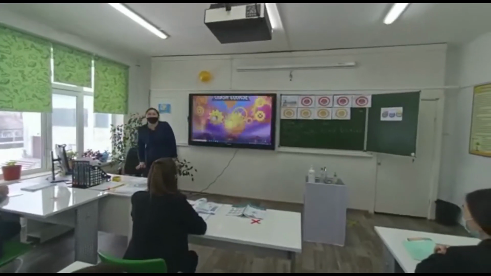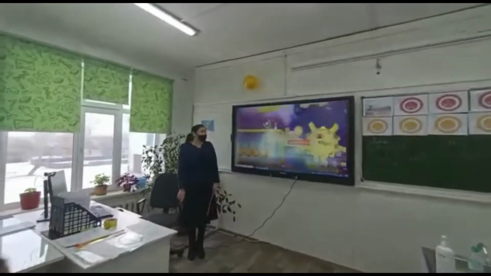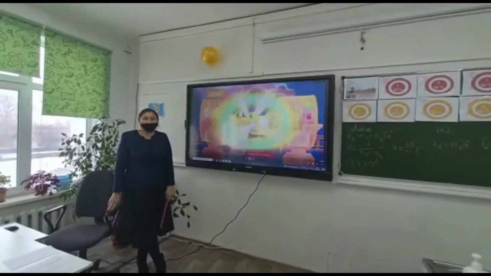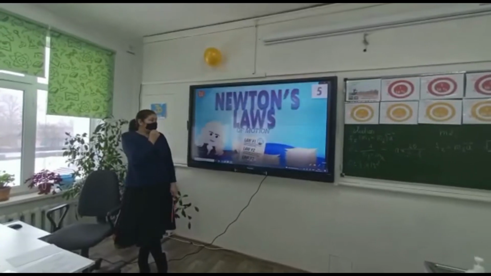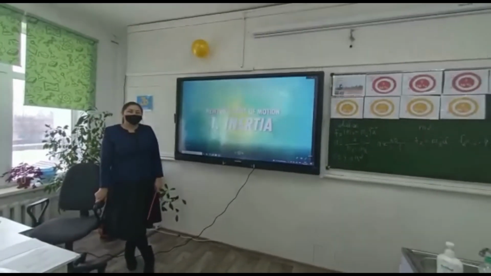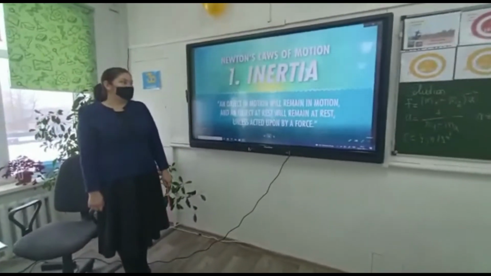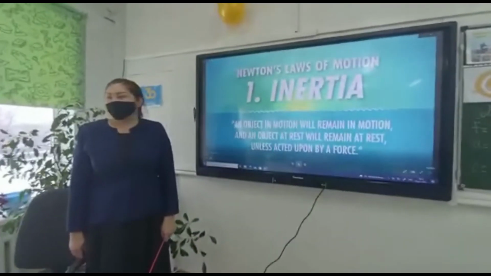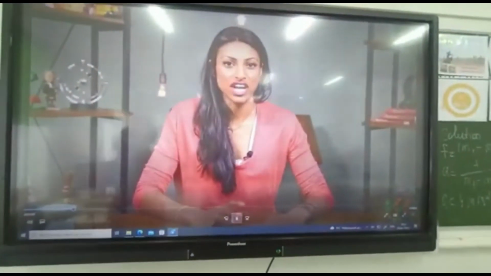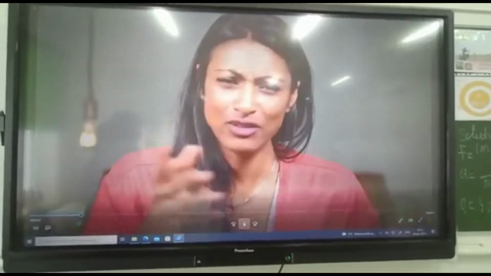Newton's first law is all about inertia, which is basically an object's tendency to keep doing what it's doing. It's often stated as an object in motion will remain in motion, and an object at rest will remain at rest, unless acted upon by a force. Which is just another way of saying that to change the way something moves, to give it acceleration, you need a net force. So how do we measure inertia?